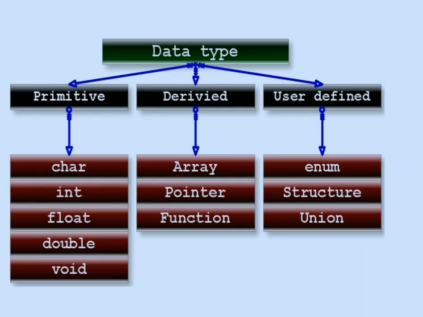Data type. Data types are divided into three types. They are primary, derived and user defined. There are 5 primary data types. They are character, integer, float, double and void. There are 3 derived data types. They are array, pointer and function. And there are 3 user defined data types. They are enum, structure and union.